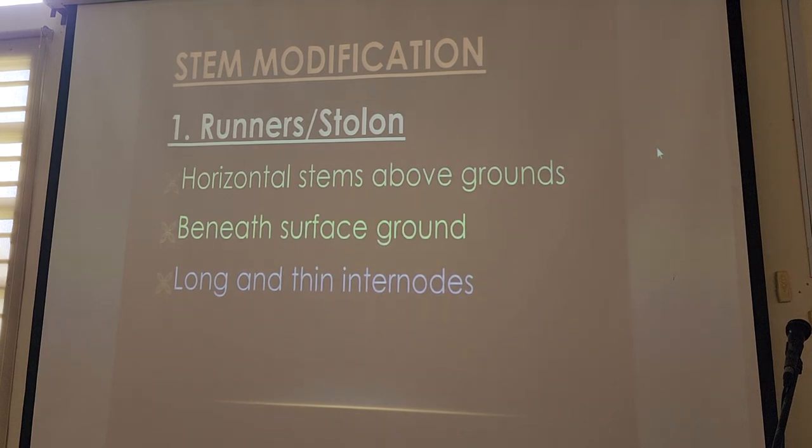Stem modification, runners and stolons. Aerial or underground? Where is it? Above ground. It's aerial. Runners, you dealt with this plant before. What plant was it? Axonopus compressus. Rumput kerbau, cow's grass.